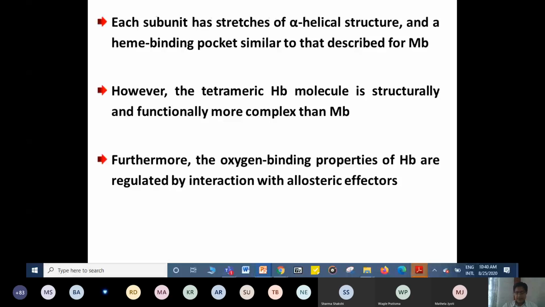Allo means different and steric means the site, that means the side chains or the substrates which bind to the different sites. That means the oxygen binding property is influenced by the interaction with the allosteric effectors.